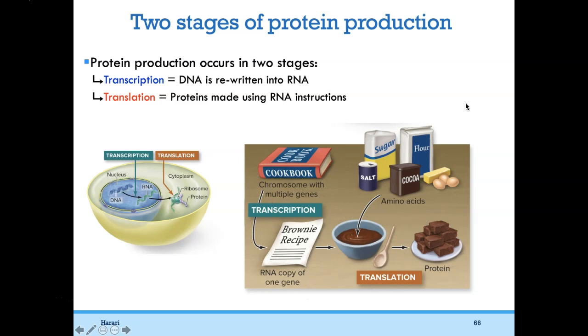Translation is when we assemble the ingredients, like amino acids, together in a very specific order and sequence according to the recipe. Right? That's what translation is doing. Translation is using the recipe contained in the mRNA, in the RNA code, to assemble amino acids in such a way to make a functional protein. So again, make sure you conceptually understand this before moving forward.